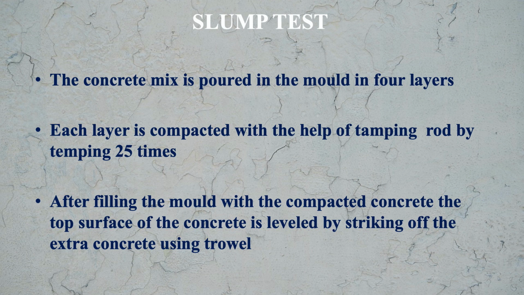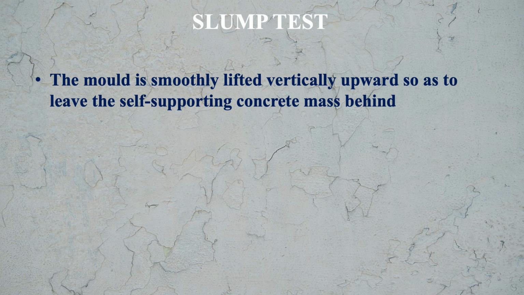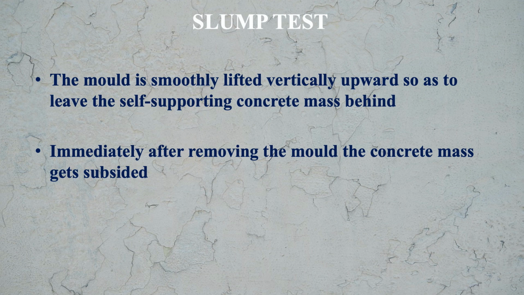After filling the mold with the compacted concrete, the top surface of the concrete is leveled by striking off the extra concrete using the trowel. You will use a trowel to strike off the extra concrete and make a level surface. Now the mold is smoothly lifted. You will lift the mold smoothly vertically upward so as to leave the self-supporting concrete mass behind. Then what will happen to this concrete mass? Immediately after removing the mold, the concrete mass gets subsided.